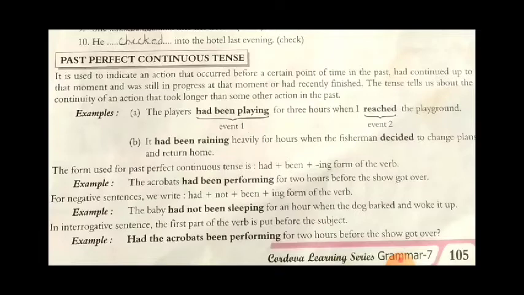So these are the basic things that we always keep in mind, that is, it is used to indicate an action that occurred before a certain point of time in the past, had continued up to that moment and was still in progress at that moment or had recently finished. The tense tells us about the continuity of an action that took longer than some other action in the past. So this you always keep in mind: whenever we are making past perfect continuous tense, we have to use had been, verb with ing.